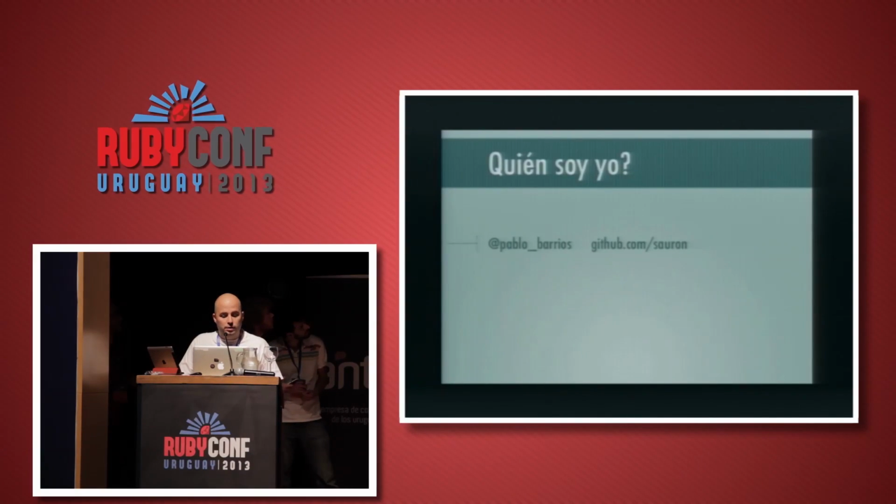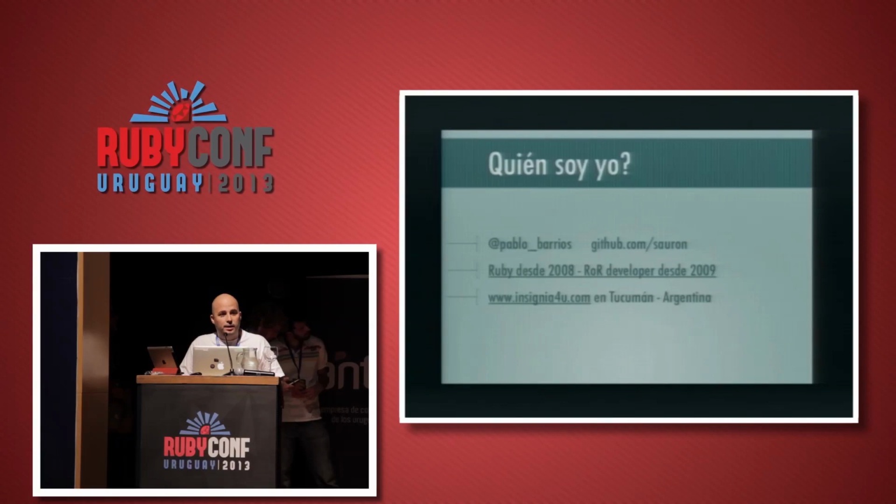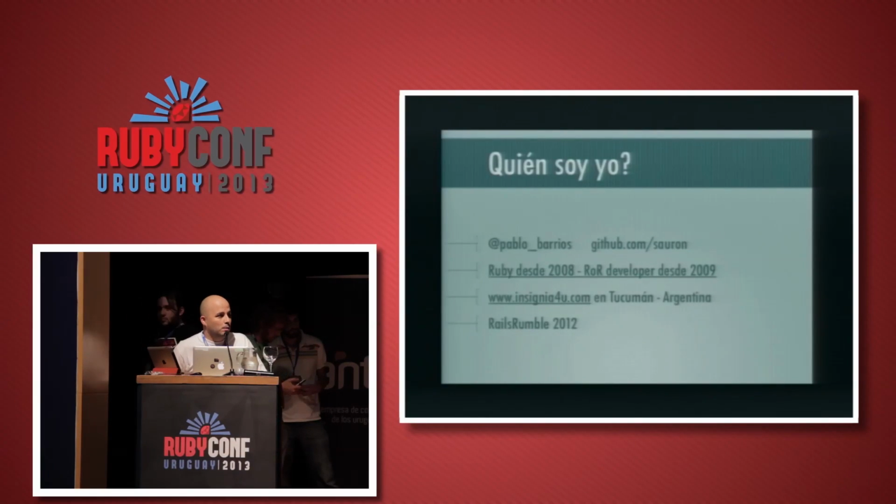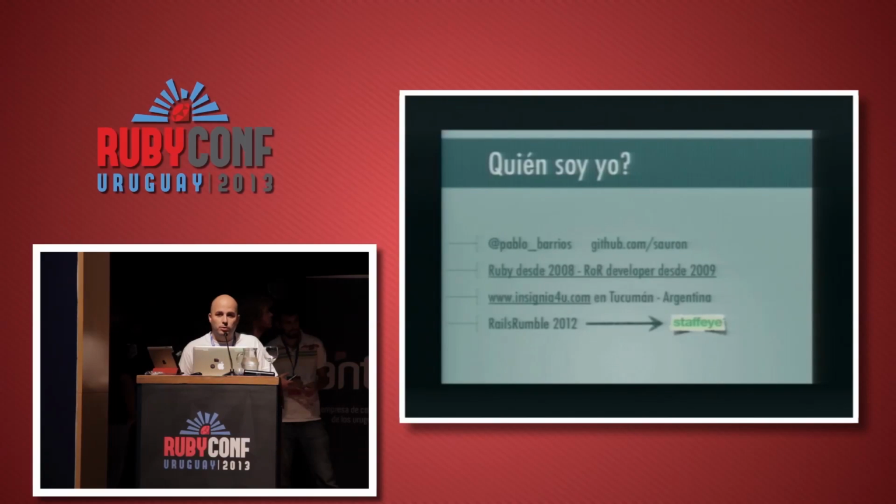Who am I? I'm Pablo Barrios. I've developed Ruby since 2008 and Rails since 2009. I work in Insignia in Tucumán, Argentina. I'm Luis Lavena's neighbor, if you know him. With the guys in the office, we participated in the Rails Rumble 2012 with an app called Staffy, and that is where we used MongoDB.